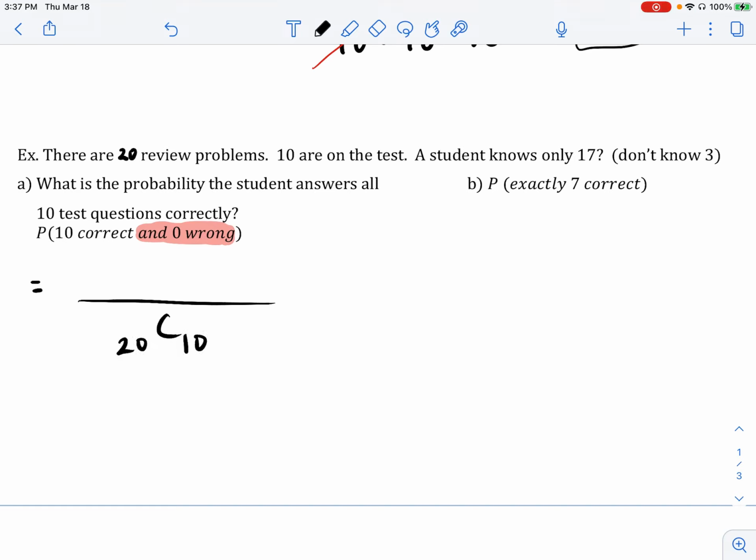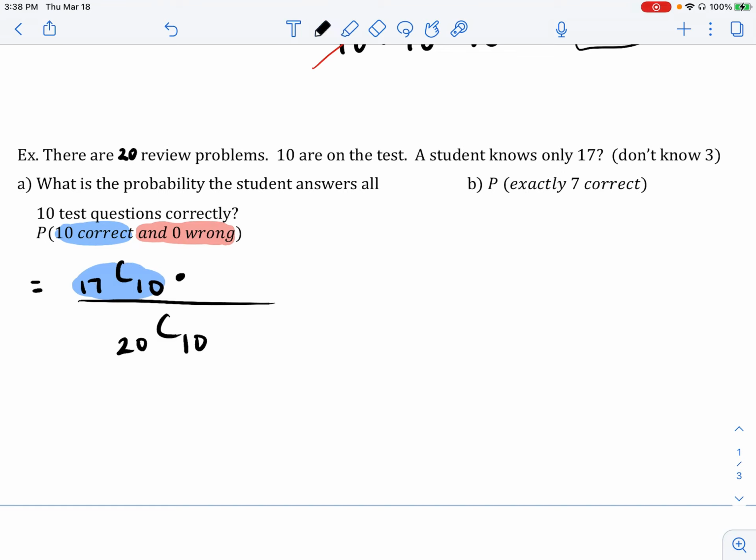It's a combination. Order doesn't matter. Now, what are the ways that you could get 10 of the 17 that you know how to do selected for the test? In other words, this would be a 17 choose 10 situation, right? The probability of 10 correct, and let me actually do this in a different color. The probability that 10 are correct means you are choosing 10 from the 17 that you do know how to do. And we're going to assume that if you know how to do it in homework, you can do it on the test. Now, I'm also going to write this next part here. So I'm going to highlight this in blue. I'm also going to do this next part here.